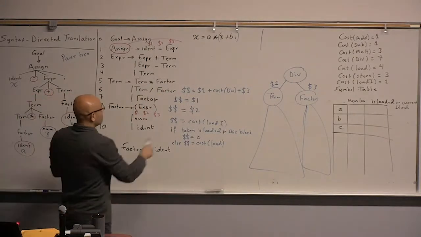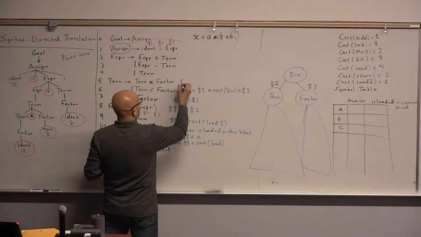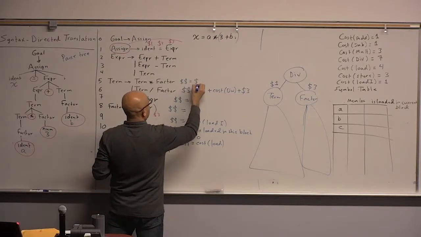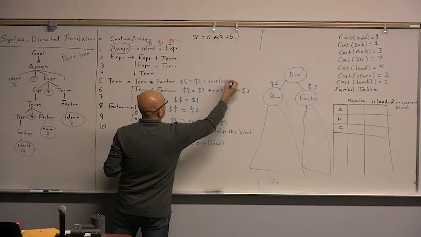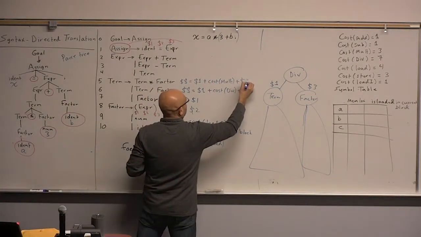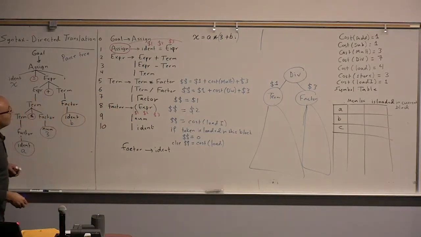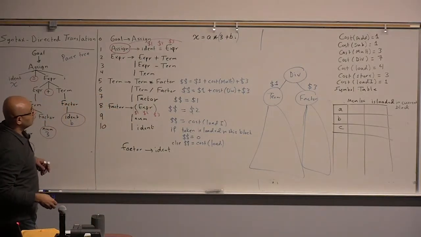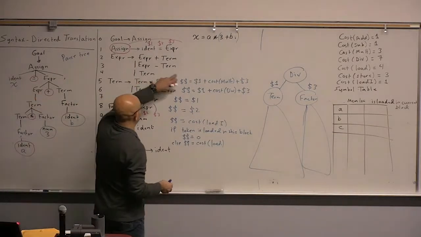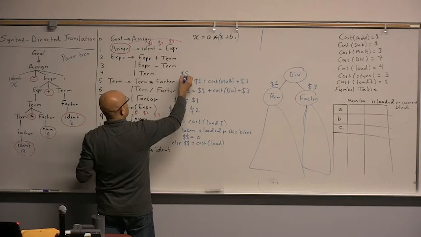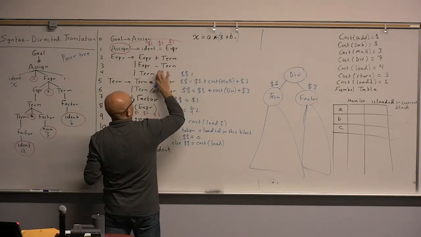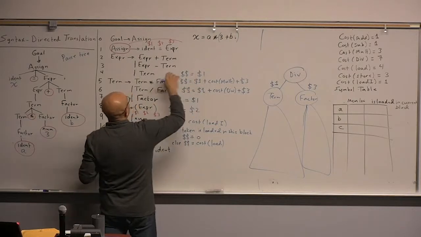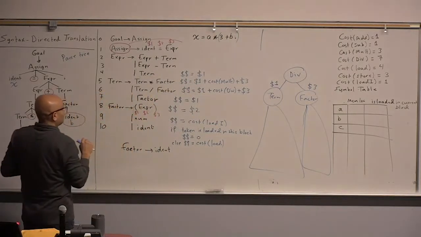Now, obviously, this is going to be similar. So $$ is $1 plus cost of multiply plus $3. That would mean that the add and subtract would be similar too. And for term, $$ equals $1. So this is just a pass. We'll go through a concrete example now, and it will become obvious.